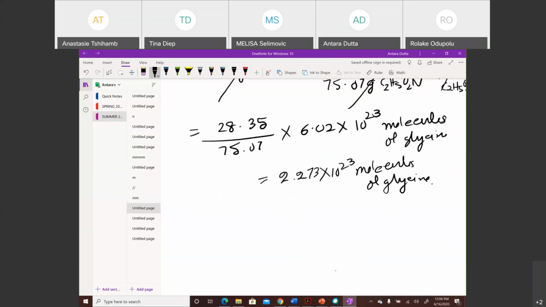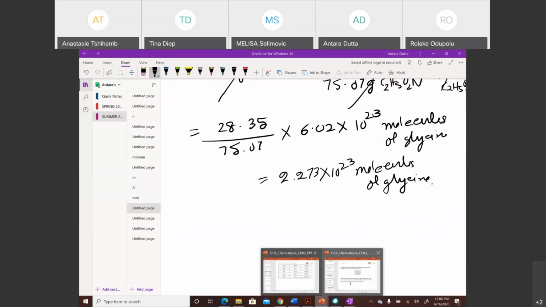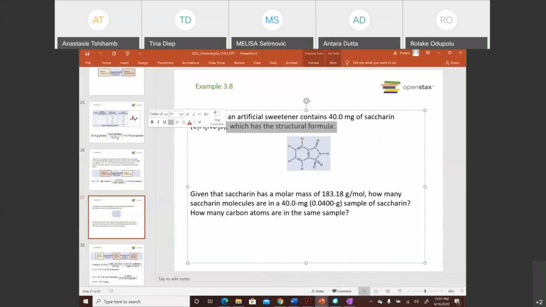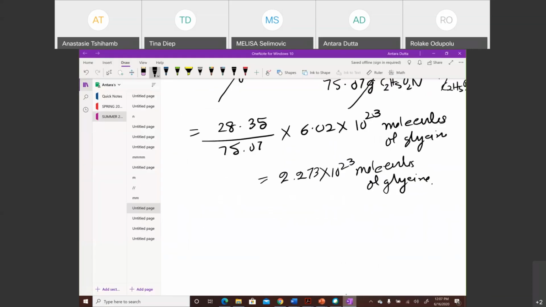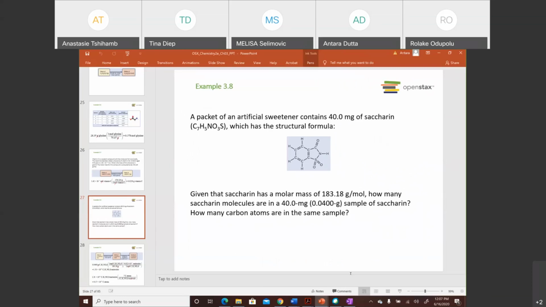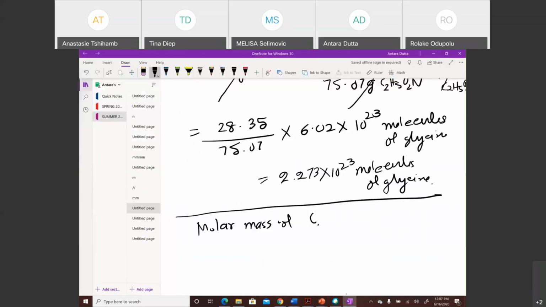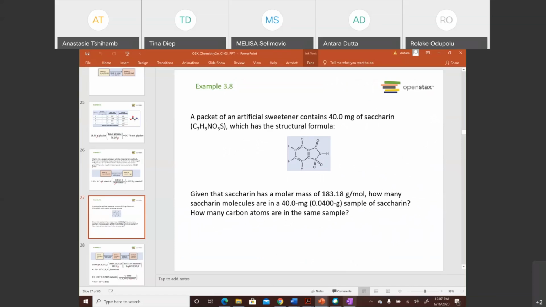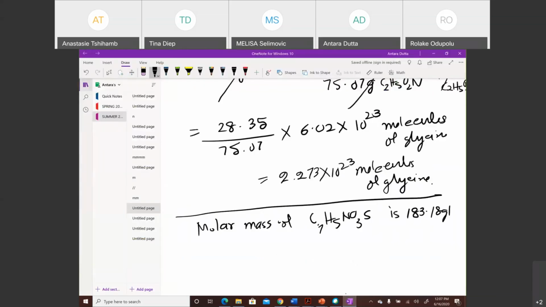So you are given the saccharin, C7H5NO3S, and the molar mass is 183.18. So the molar mass of C7H5NO3S is 183.18 gram per mole.